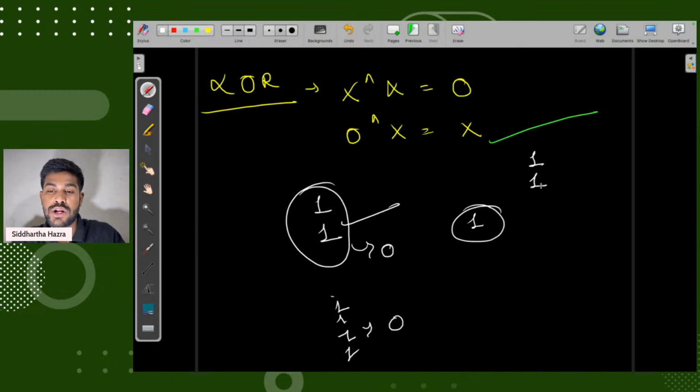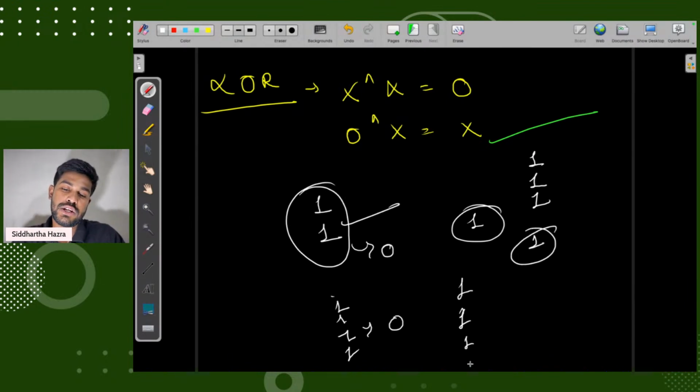Because suppose this is 1, 1, 1. So 1 XOR 1 is equal to 0, and 0 XOR 1 is again 1. And if this was 1, 1, 1, 1: 1 XOR 1 is 0, 0 XOR 1 is 1, 1 XOR 1 is again 0. So we can say by this that if the bits are in even count, then the value is 0. If the bits are in odd count, then the value is 1.